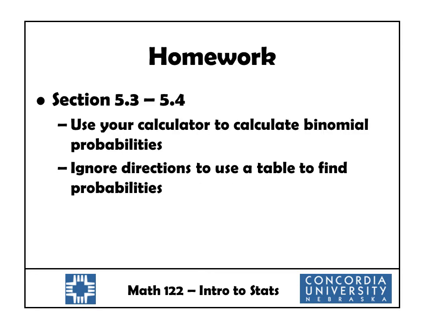So that's it for this section. The Course Compass homework is titled Section 5.3 to 5.4. Now in a lot of those problems it'll ask you to calculate binomial probabilities, and you can use your calculator and the binom PDF function to calculate those probabilities. Ignore any directions that tell you to use a table to find probabilities. There is a table in the back of your book that gives binomial probabilities, but we're not going to use that. Here we're only going to use our calculator to find probabilities.